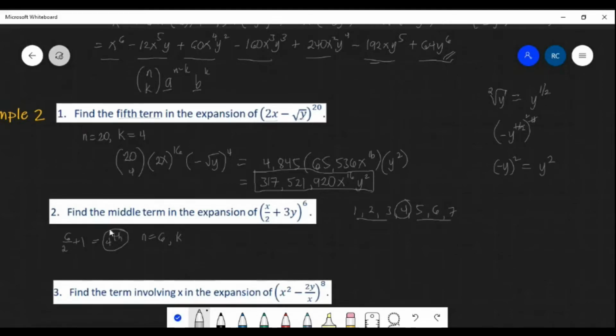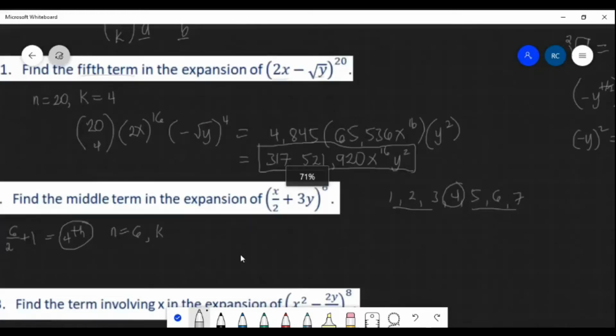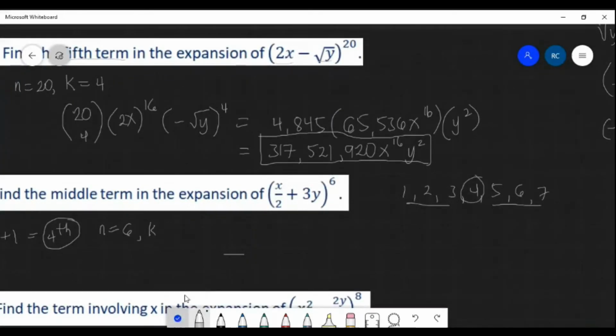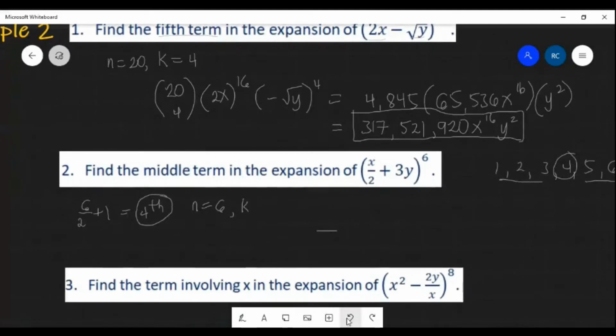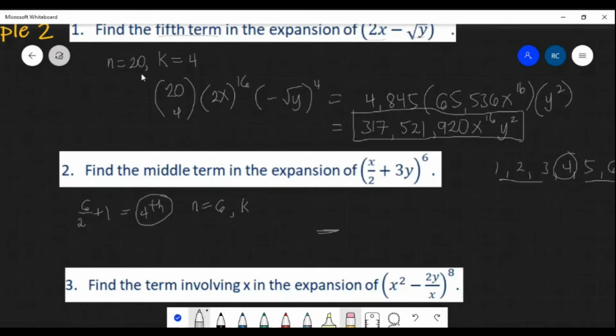Kung yung ating hinahanap ay fourth term, what would be the value of k? Ano po yung value ng k? 5. Are you sure? Tignan mo dito sa number 1, fifth term. Pero yung k natin ay 4. What's the value of k again? 3. Okay, very good. It's 3. So this is 3. Laging minus 1 na. Tandaan po. Laging minus 1.